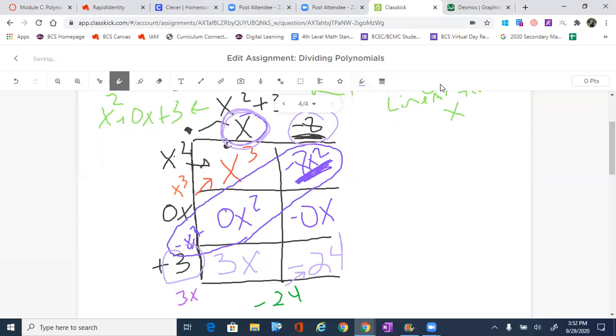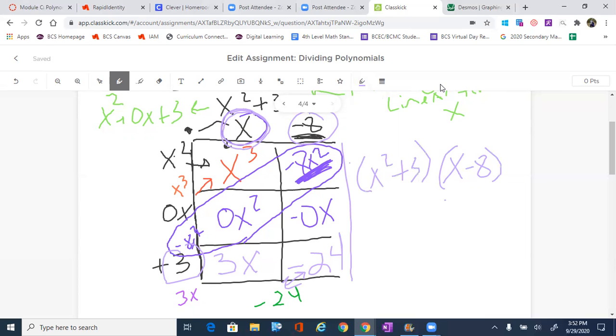And check it out. These guys are exactly the same. There's nothing that I could possibly add onto it to get a negative 24. So our answer must be x minus 8. And what did we divide by? Well, x squared plus 3.